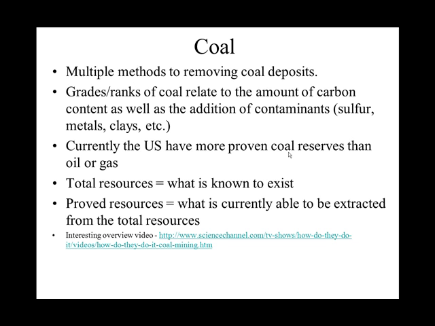When you look at coal and coal mining, the first thing you think about is the grade or rank of the coal, which relates to the amount of carbon content, aka fuel, and the number of contaminants. In other words, it's a concentration such that you're going to get your coal, but you're going to have to first process it to sift out things like metals, arsenic, clays, and so forth.